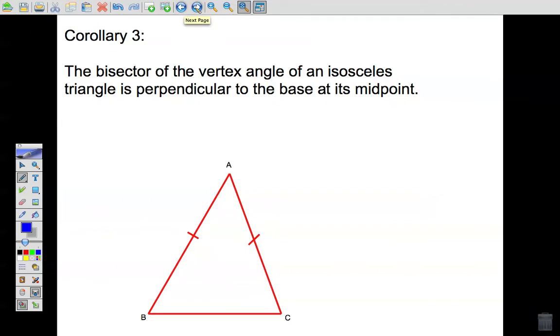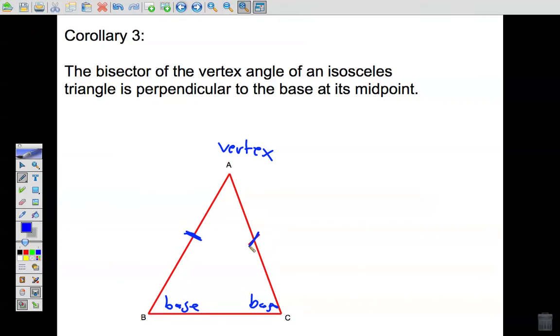Okay, pause this and write down corollary 3. In corollary 3, it says the bisector of the vertex angle. First of all, let's identify my vertex angle. This is a base angle, right? And this is a base angle. So this is my vertex angle up here. It says the bisector of the vertex angle of an isosceles triangle is perpendicular to the base at its midpoint.